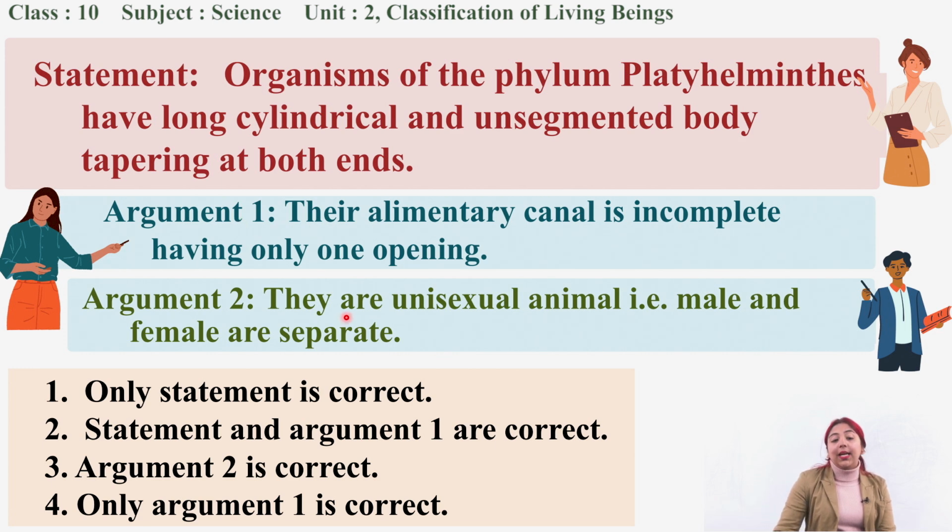Now we have the second argument from this guy. They are unisexual animals, that is male and female are separate. So are Platyhelminthes unisexual animals? No, they are not. They are hermaphrodites. That is, both the male and female reproductive organs are present in the same body. So from this we can say which option is correct among these four? Yes, the fourth option, that is only argument 1 is correct.